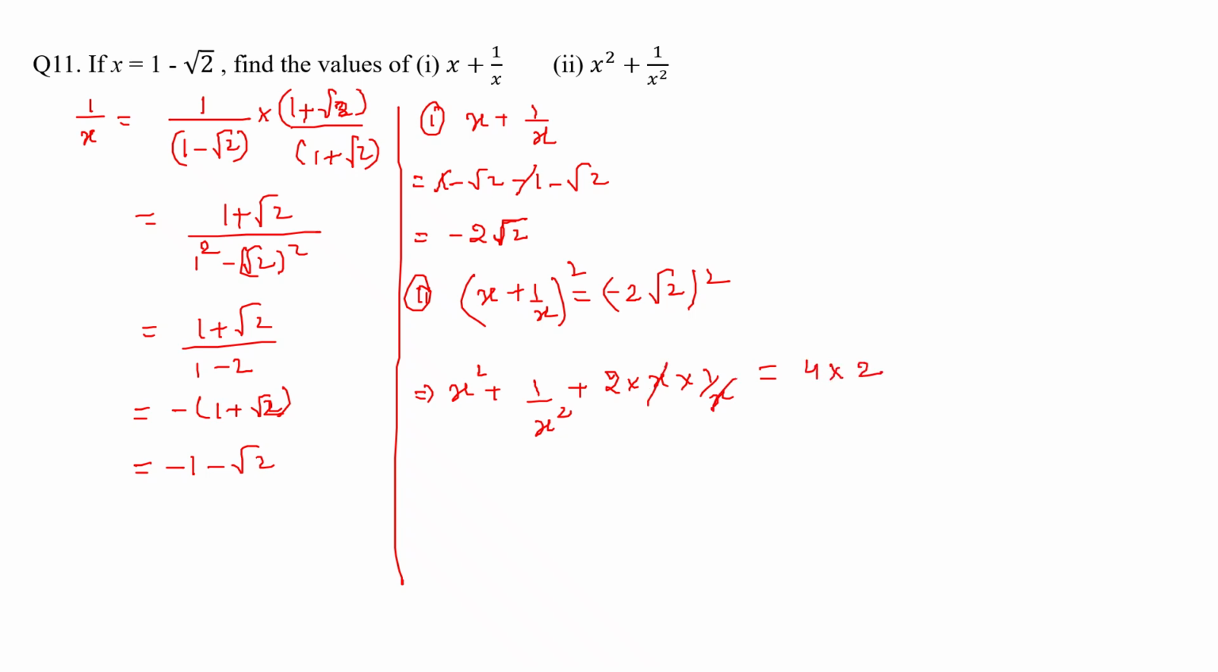So from here x and x cancel. So it is x square plus 1 by x square plus 2 equal to 8. Now transpose 2 to the RHS. So you will get 8 minus 2 which will give me 6. So this is the answer for the second part. Now moving to next question. Question number 12.